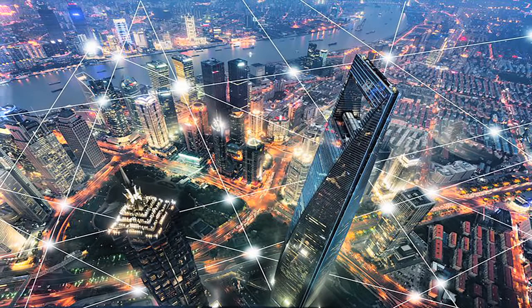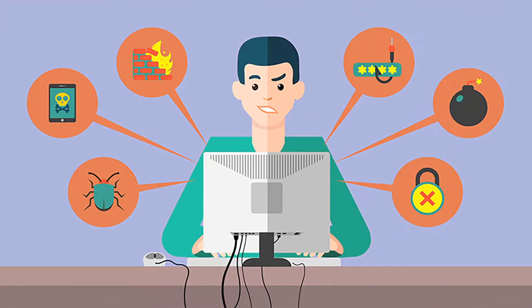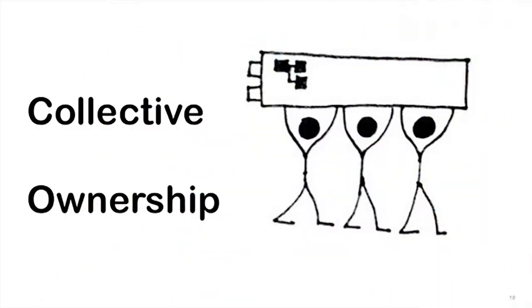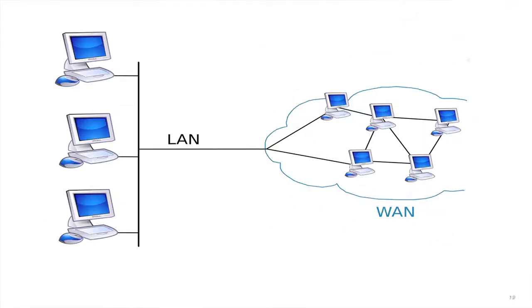WANs are typically too large to be controlled by a single administrator and so usually have collective ownership, or in the case of the internet, publicly owned. Now let us see about how LAN and WAN connect.